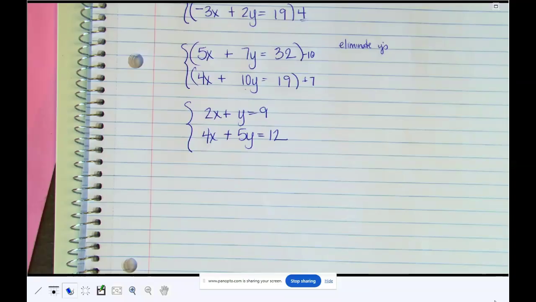Yeah. Okay, so here's what I would like you to do. I would like to practice this on whiteboards. So go ahead and grab a whiteboard and a marker and eraser.